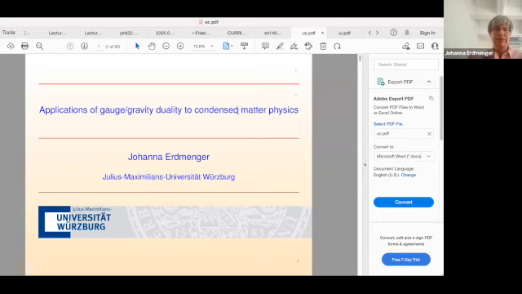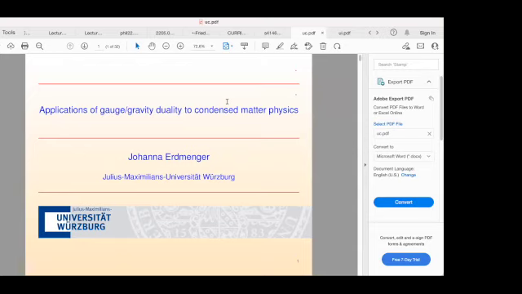Today I would like to talk more about these applications. In the first hour, I'm going to talk about some examples for applications to condensed matter physics, and in the second hour, applications to quantum information.